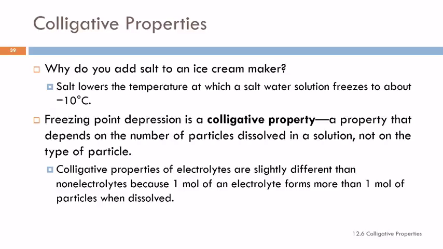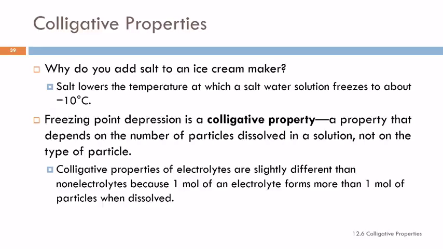Colligative properties are properties that depend on the number of particles in the solution, not on what those particles are. So if you add sodium chloride to the water, or if you add potassium iodide to the water, if you have the same number of particles, the freezing point will change by the same amount. It doesn't matter what those particles are.